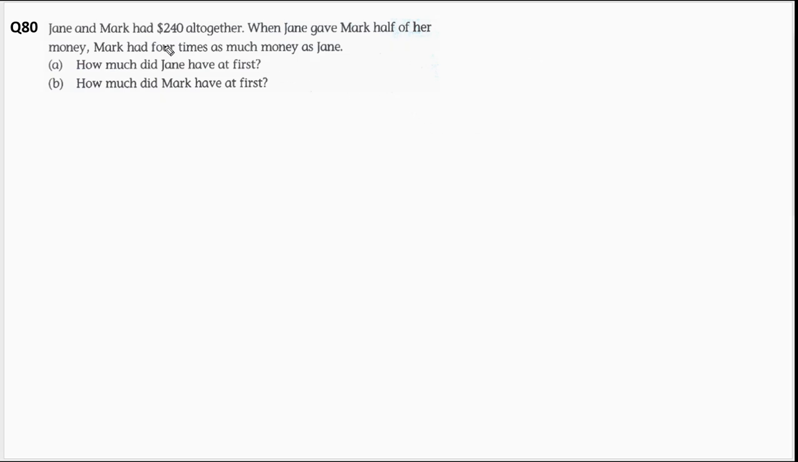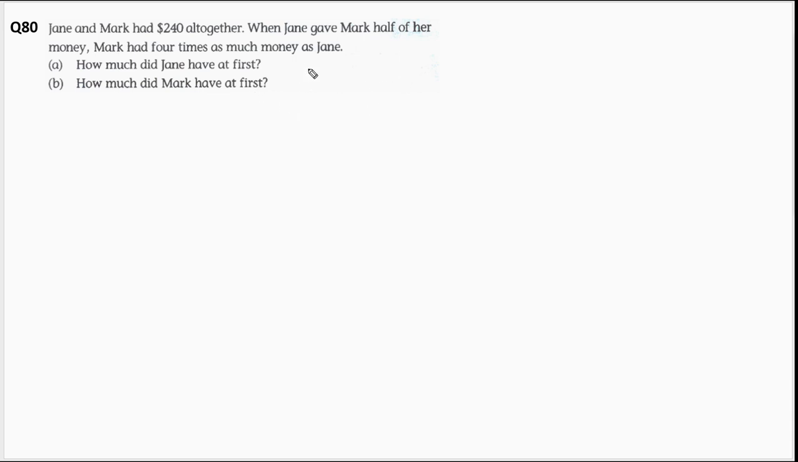Jane and Mark had $240 altogether. When Jane gave Mark half of her money, Mark had 4 times as much money as Jane. And we're asked, A, how much did Jane have at first? And B, how much did Mark have at first?